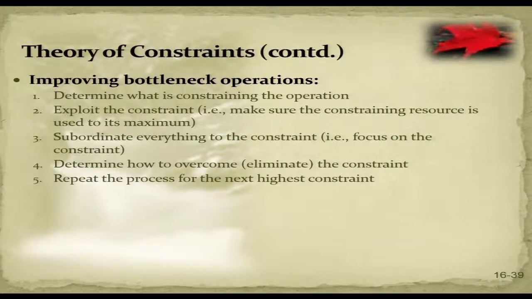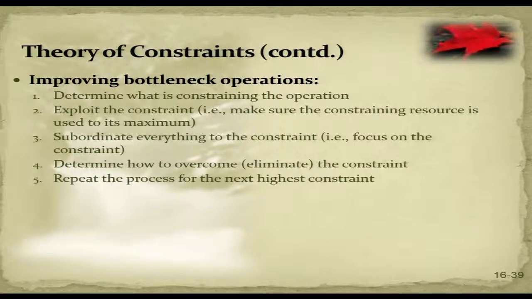Second, subordinate everything to the constraint. Jonathan maybe can help you, maybe some other people can help you. That's what we mean by subordinating. Then determine how to overcome the bottleneck. Maybe some other colleague can help, maybe a training program, or simply help the employee or replace this employee. A machine is the same, upgrade the machine.